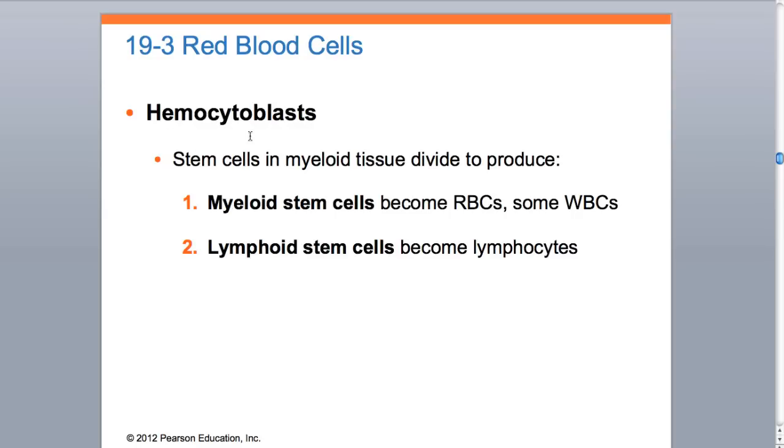Next, we have this slide. Now, this slide's an important one because it goes to a picture later. The term we're starting with is hemocytoblast. It is the granddaddy or grandmother of all of the blood cell types. Now, typically, we have this first term here called myeloid stem cells. The next type we have are the lymphoid stem cells. You will see this in a better picture later.